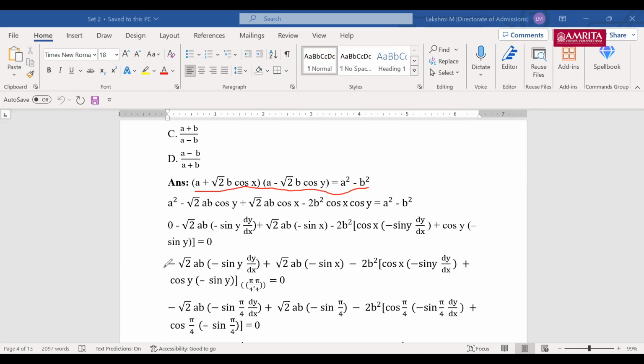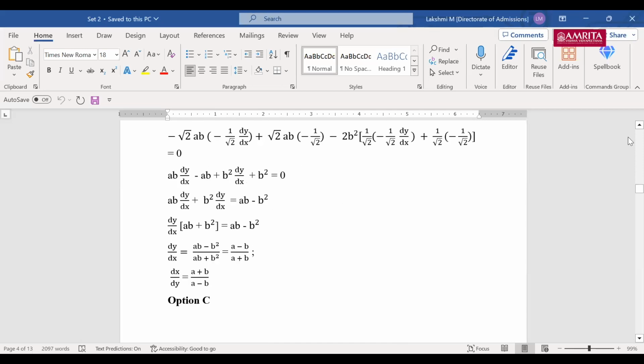Now, all these terms will be removed, right? How? When you're applying the limit pi by 4 and pi by 4, most of the terms will get cancelled and you will have something in the form of A and B, an equation in the form of A and B.